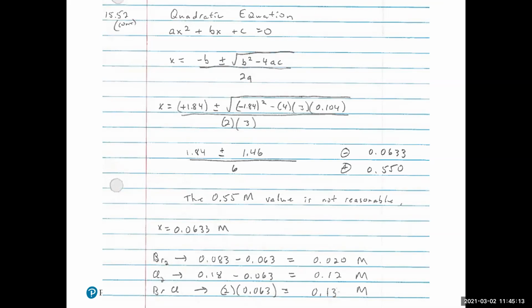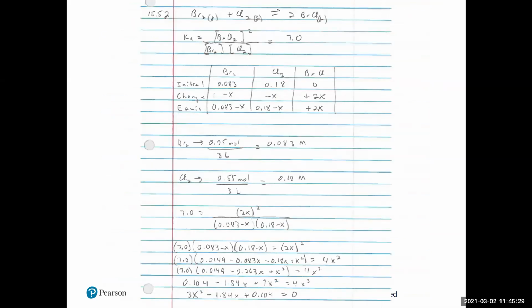So once again, with a quadratic equation, we get 2 answers, and we have to make a decision on which one we like better. You're not supposed to pick favorites, but in a quadratic equation, you have to pick a favorite. So what did we say we do? We go back and look at how we started. For Br2 and Cl2, the initial concentrations were 0.083 molar and 0.18 molar. We're going to be subtracting this X value from those.